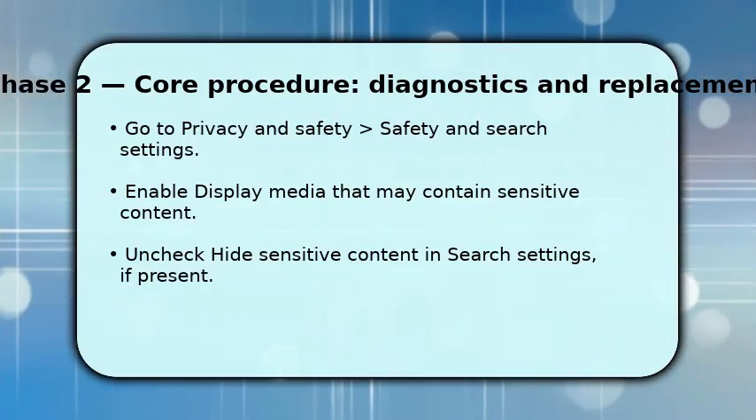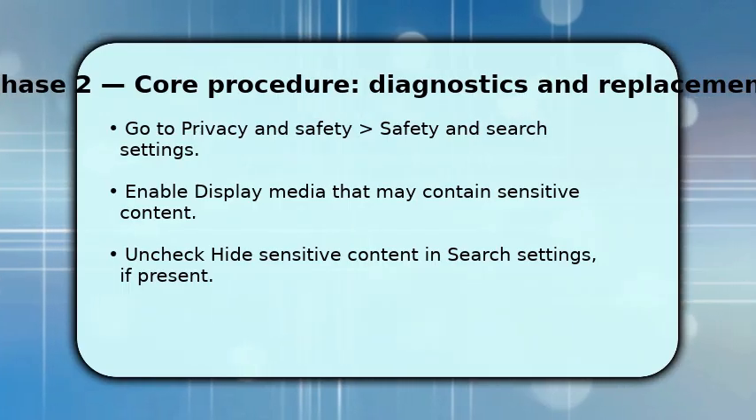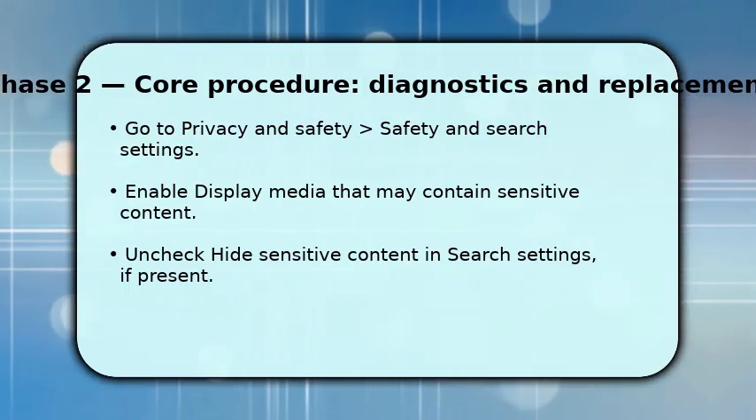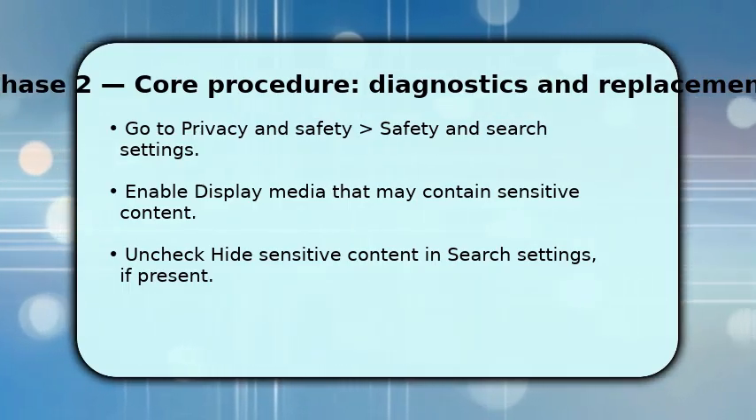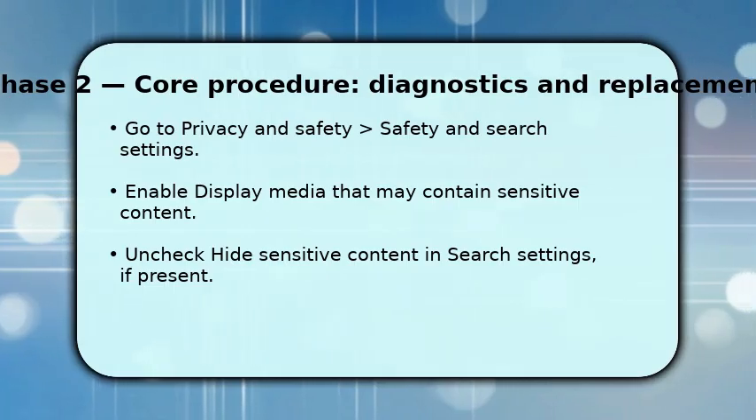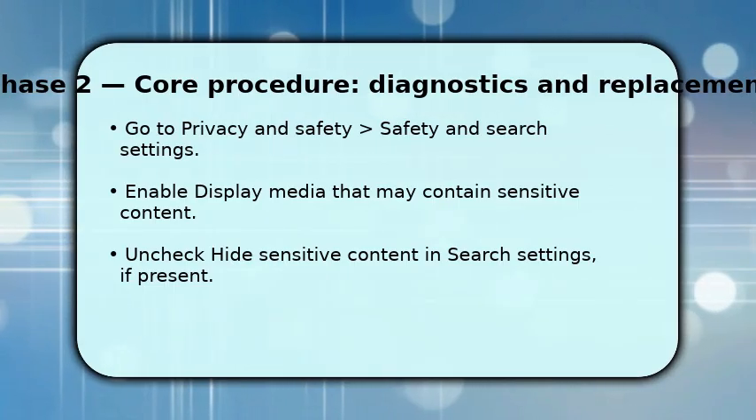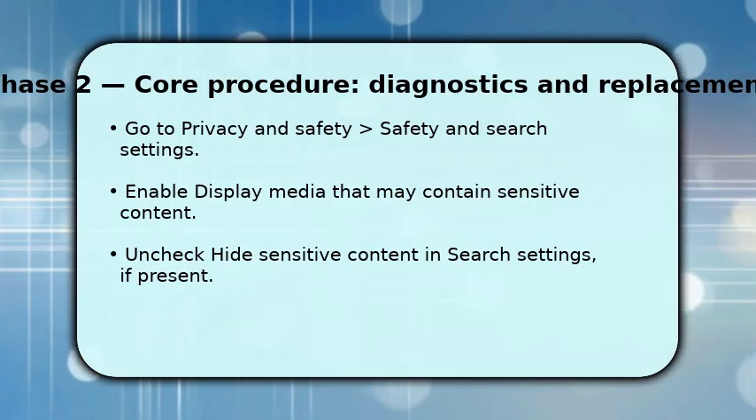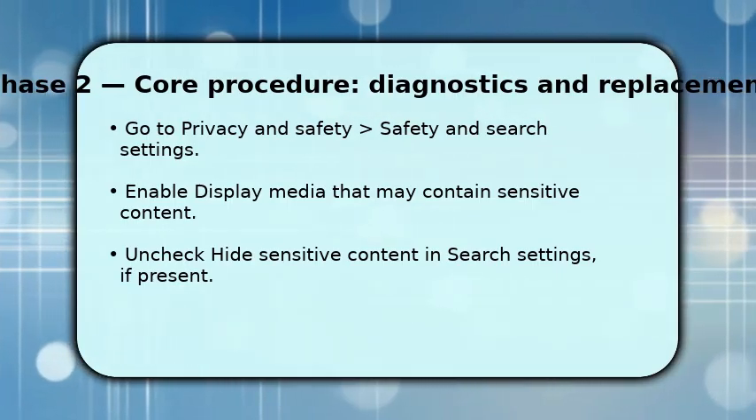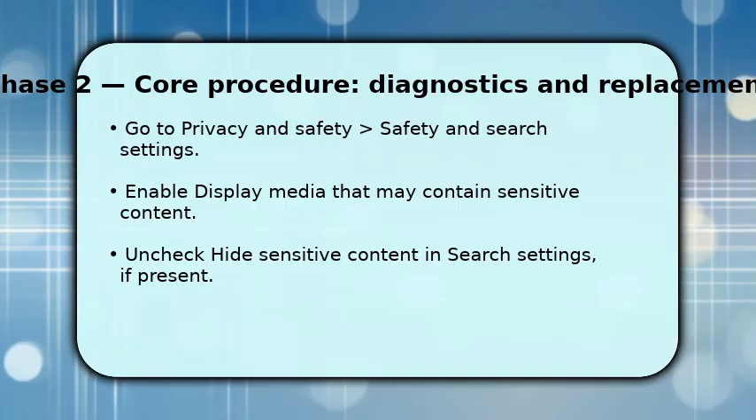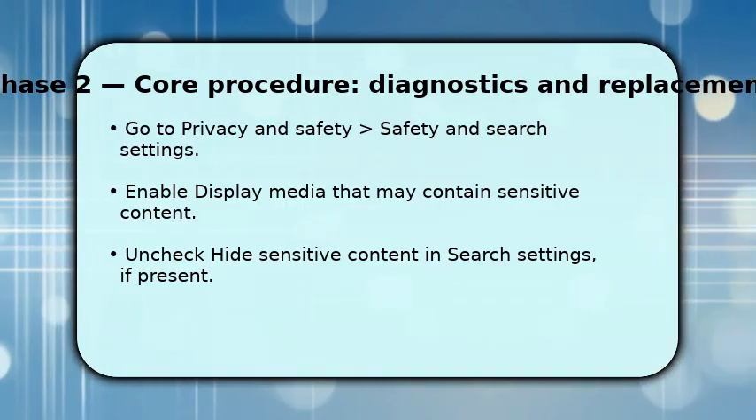Toggle on display media that may contain sensitive content so X shows flagged posts inline. Then, check search settings and uncheck any hide sensitive content option. This affects search results and trends. Make sure to save or confirm changes when prompted. Some platforms apply filters per device, so repeat on mobile and desktop.